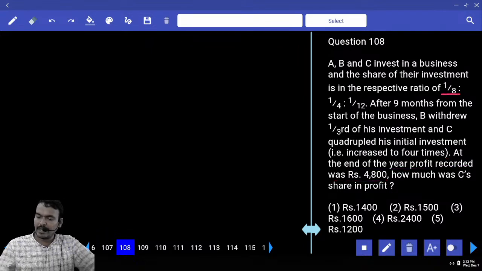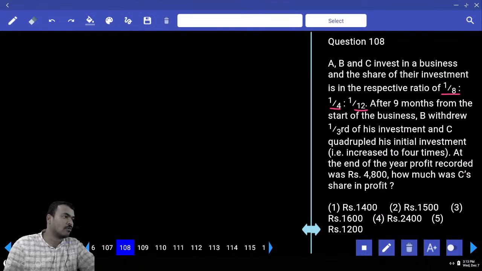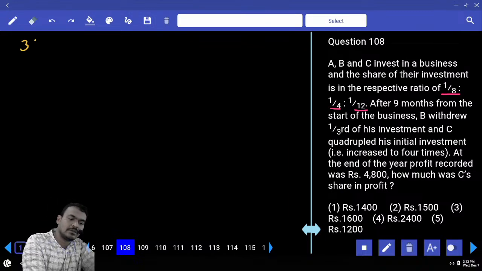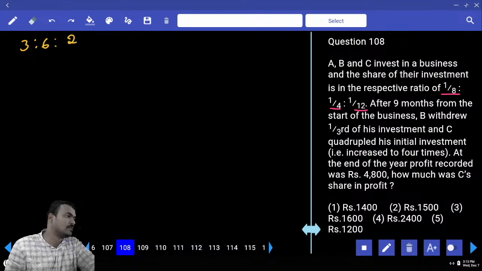First of all, 1 by 8, 1 by 4, 1 by 12. All are in fractions. Fractions are converted to integers. What are the denominators? 8, 4, 12. LCM is 24. First one 3 parts, second one 6 parts, third one 2 parts. That is the initial investments.